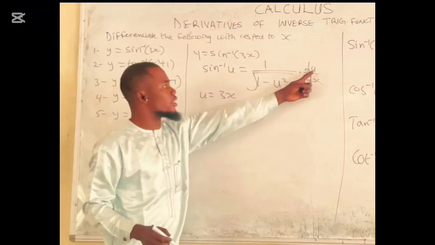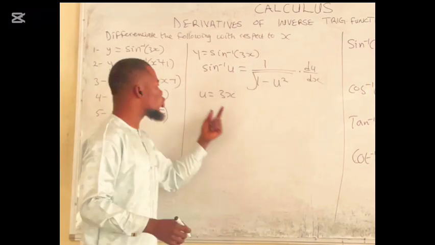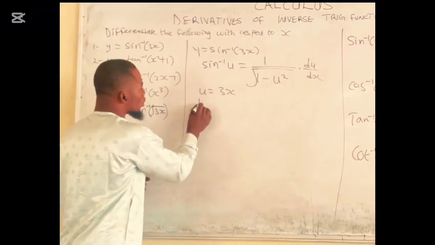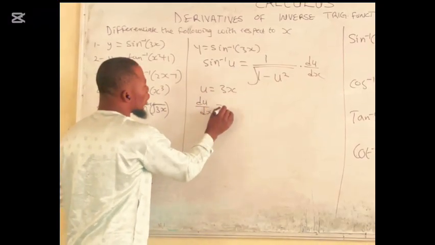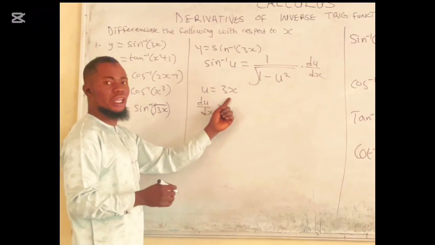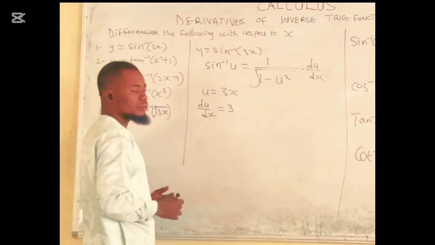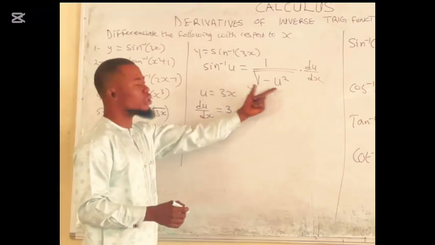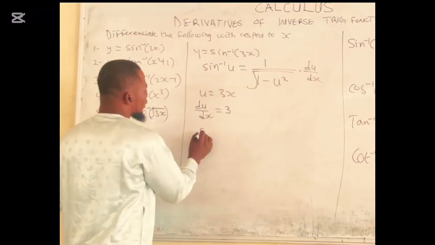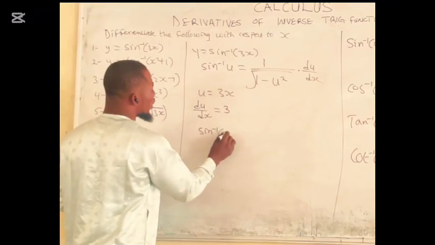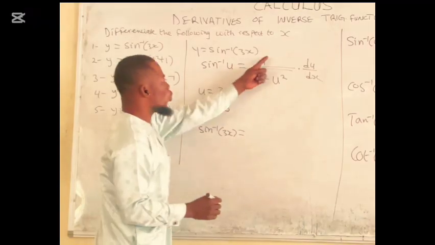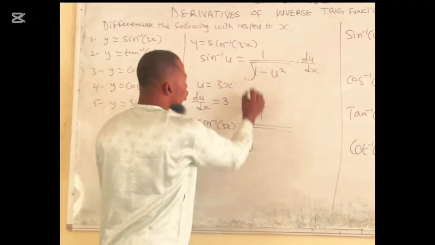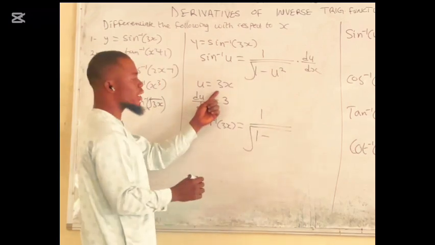Now, for us to get du/dx, we have to differentiate u with respect to x. So du/dx will be equal to, if you differentiate 3x, we'll have 3. Then substituting everything back into this function, the derivative of sine inverse of 3x will be equal to 1 divided by the root of 1 minus u, where u is 3x.